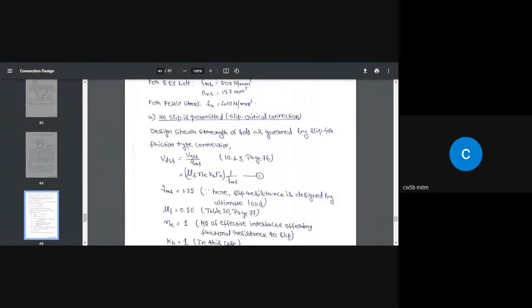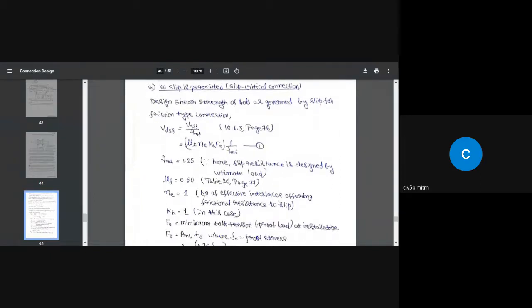Okay. So coming to this formula we have. Where did we get this formula? Please open page number 76 of the code book. As we start doing the problems, we can discuss the code. That is 10.4.3 slip resistance, page 76. I hope you are on that page.